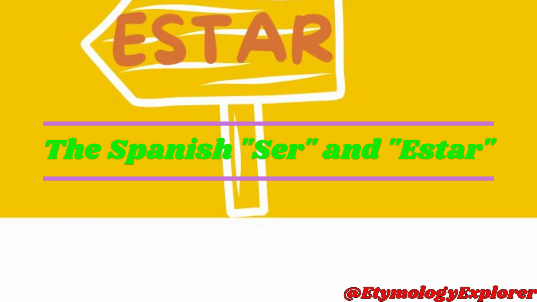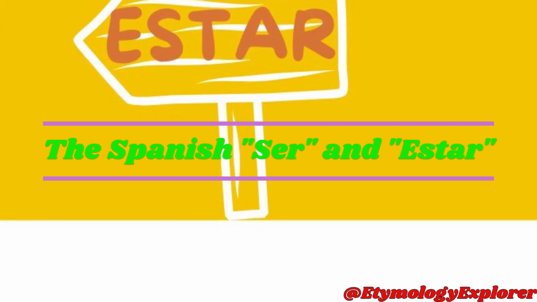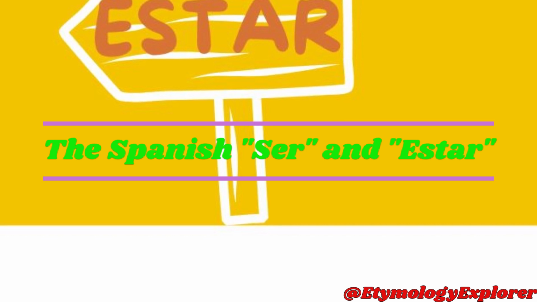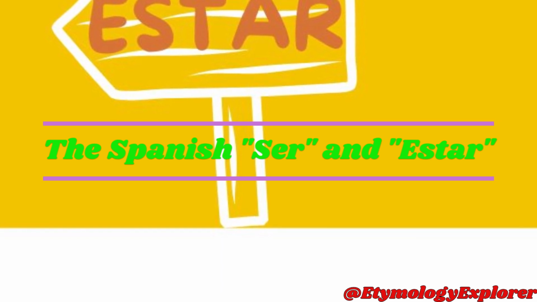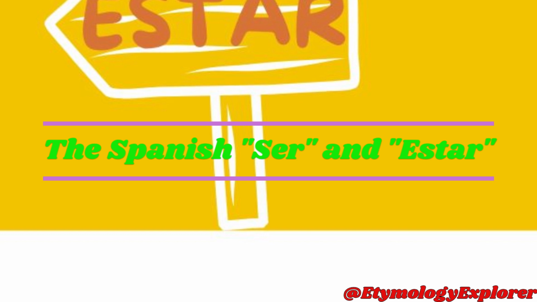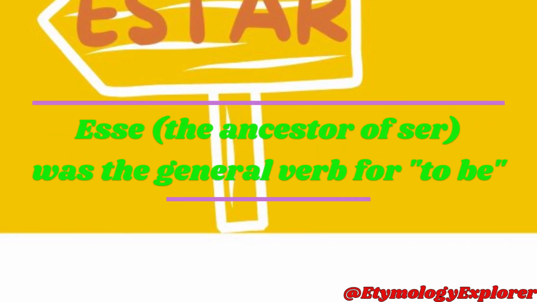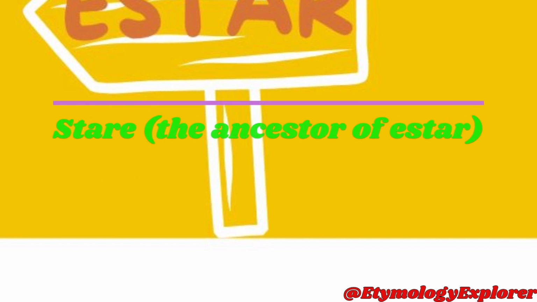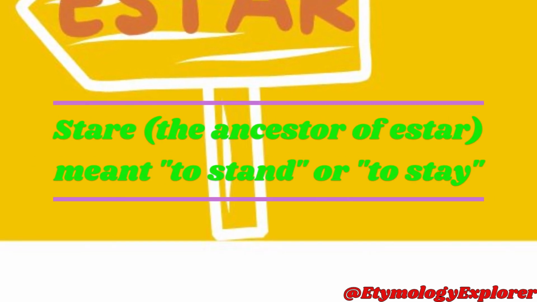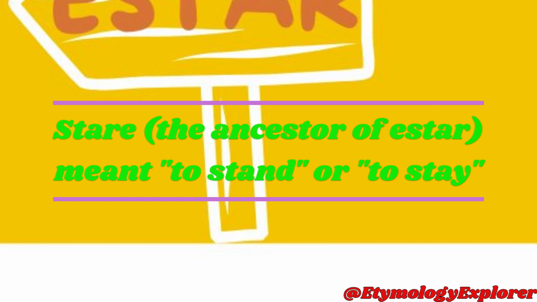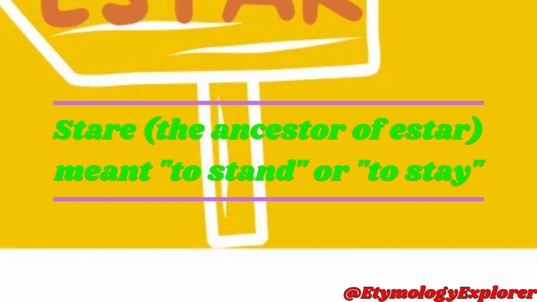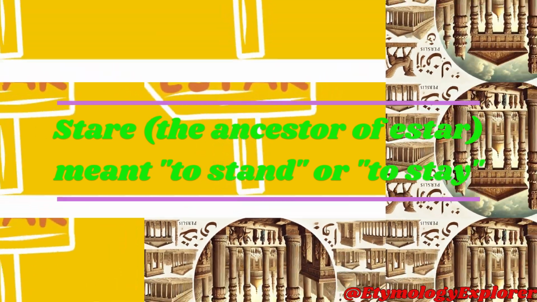This distinction between permanence and temporariness is a hallmark of Spanish and other Romance languages like Portuguese, which also use ser and estar. The roots of this split can be traced back to Latin, where esse, the ancestor of ser, was the general verb for to be, and stare, the ancestor of estar, meant to stand or to stay. Over time, stare evolved in Spanish to specifically indicate temporary states, creating the dual verb system we see today.